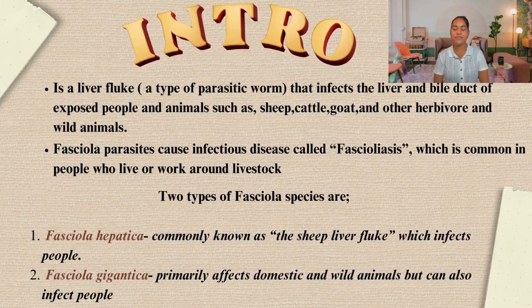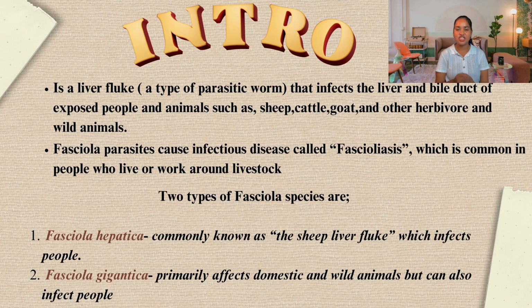First would be the introduction of fasciola, basically what is fasciola and the types of fasciola. Second would be the pathogenesis and the clinical manifestation of fasciola. Third is the life cycle of fasciola. Fourth is about the laboratory diagnostics of fasciola. Fifth would be about the treatment of fasciola. And sixth is about the preventive and control measures taken to avoid fasciola.